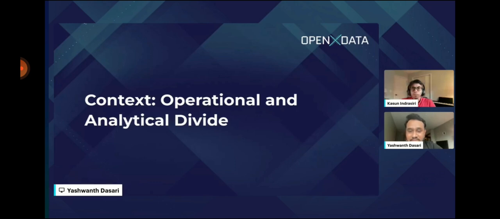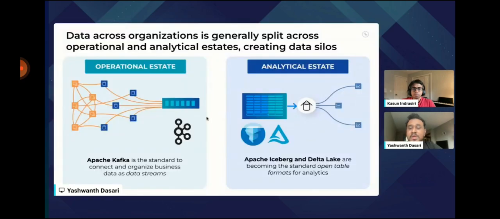Before going deep into the topic, let's understand the context of the operational and analytical divide historically. Data across organizations is typically split across two estates, the operational estate and the analytical estate. The operational estate is essentially all your operational apps such as SaaS, ERP, and so on. And Apache Kafka has become the de facto standard for organizing all the operational real-time data.